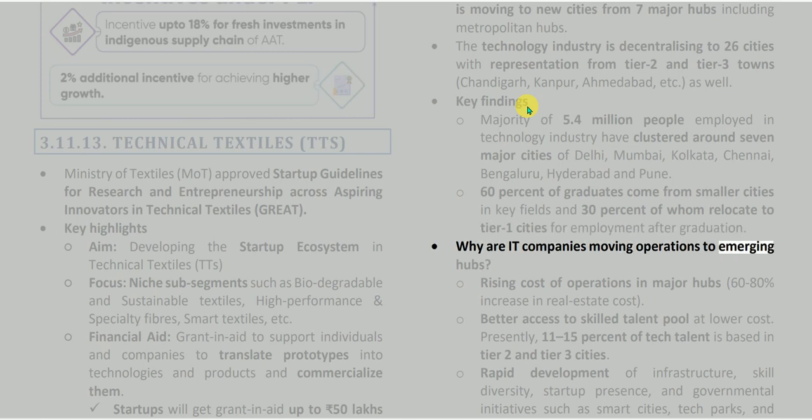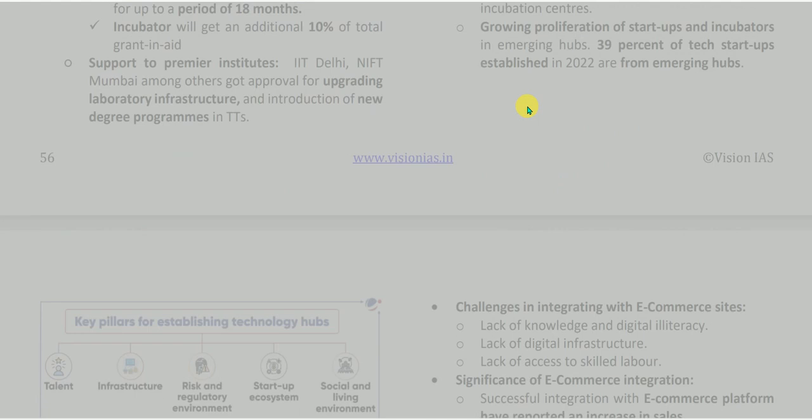Why are IT companies moving operations to emerging hubs? First, rising cost of operations in major hubs, with a 60 to 80% increase in real estate cost. Second, better access to a skilled talent pool at lower cost. Presently, 11-15% of tech talent is based in Tier 2 and Tier 3 cities. Third, rapid development of infrastructure, skill diversity, startup presence, and governmental initiatives such as smart cities, tech parks, and incubation centers. Fourth, growing proliferation of startups and incubators in emerging hubs. 39% of tech startups established in 2022 are from emerging hubs.